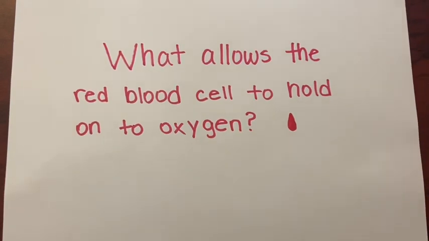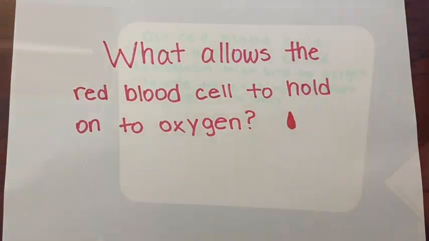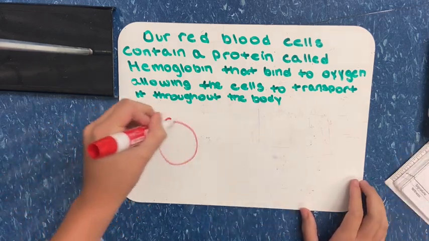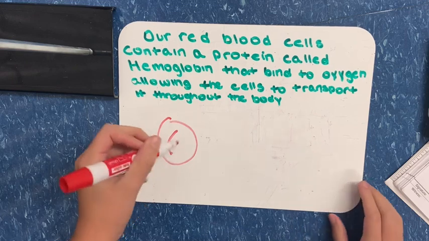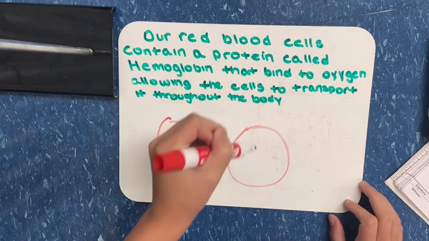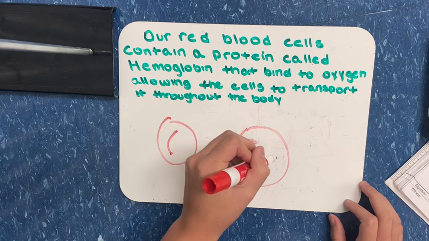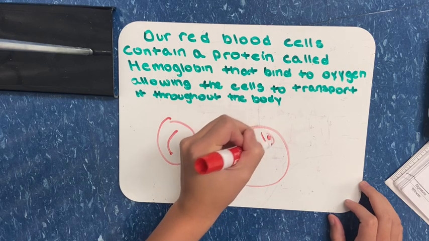What allows the red blood cell to hold on to oxygen? Our red blood cells contain a protein called hemoglobin that binds to oxygen, allowing the cells to transport it throughout the body. So basically, this is the outside of the red blood cell, and then this is the inside of it, and then here's all the structures. This is an iron molecule.